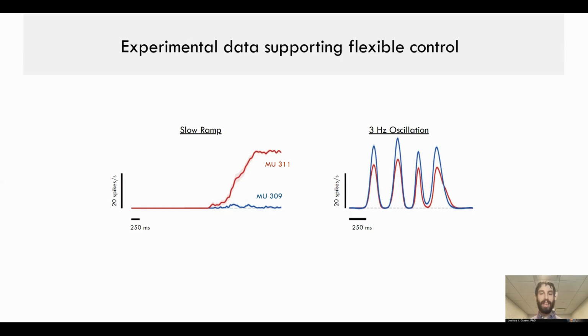So we can see this individual example, but how can we assess this in a broad range of situations when we can record up to 20 motor units at once in some experiments?